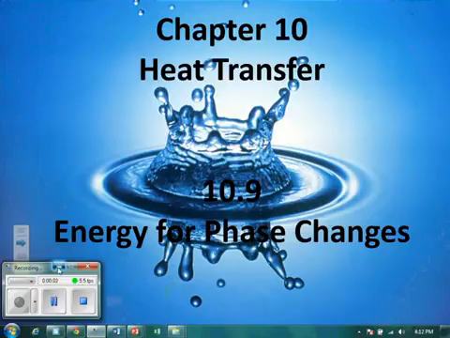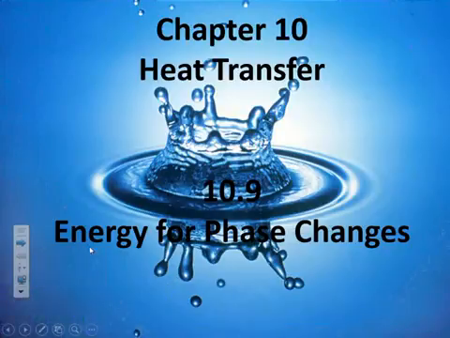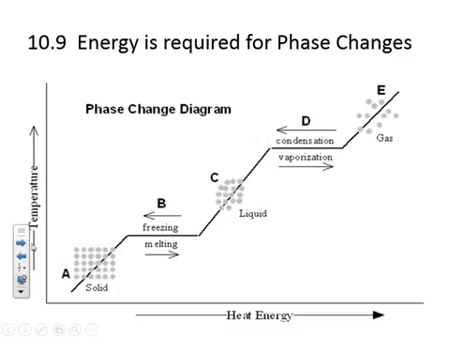This is the last section in Chapter 9, and we're going to look at energy needed for a phase change. So you remember this diagram, and this shows you the energy, which is along the horizontal, that's required for a solid to change to a liquid to a gas. So we'll usually refer to water, but every substance undergoes these phase changes.